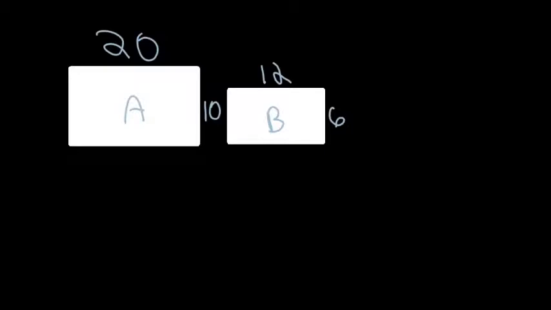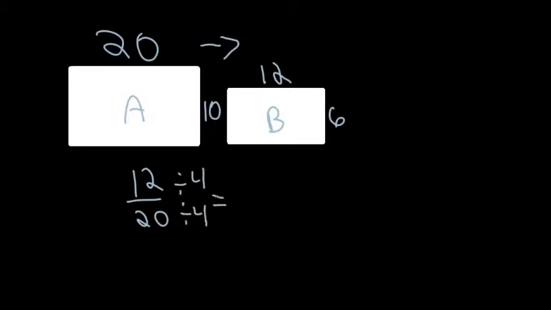Alright, so now I got two rectangles, A and B, and the side lengths are 20 and 10 on A and 12 and 6 on B. So I need to find the scale factor. So what you do is set up a ratio. If I'm going from A to B, it obviously got smaller, so it's a reduction. So you make a ratio out of the side. So you can do 12 out of 20 and reduce that. You can divide both those by 4 and get 3/5. So the scale factor there is 3/5.